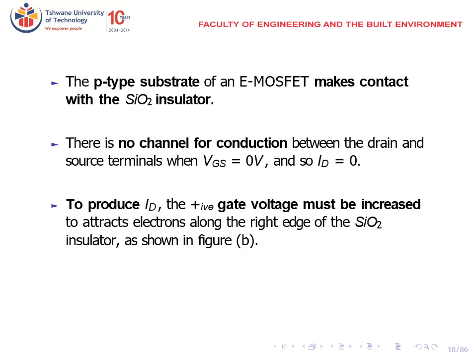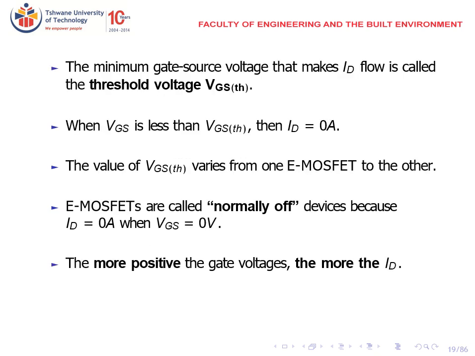The P-type substrate of an E-MOSFET makes contact with the silicon dioxide insulator. There is no channel for conduction between the drain and the source terminals when VGS is equal to 0, so ID is equal to 0. To produce ID, the positive gate voltage must be increased to attract electrons along the right edge of the silicon dioxide insulator as shown in figure B. The minimum gate source voltage that makes ID flow is called the threshold voltage, VGS-TH.